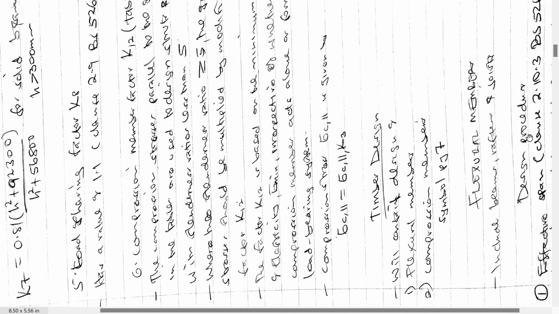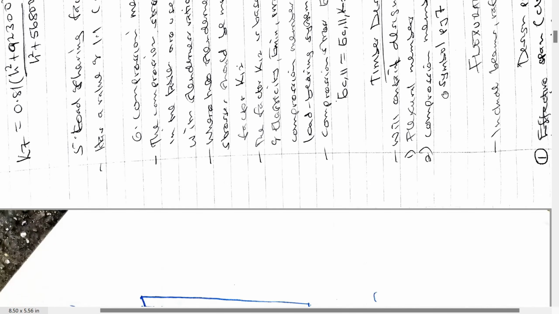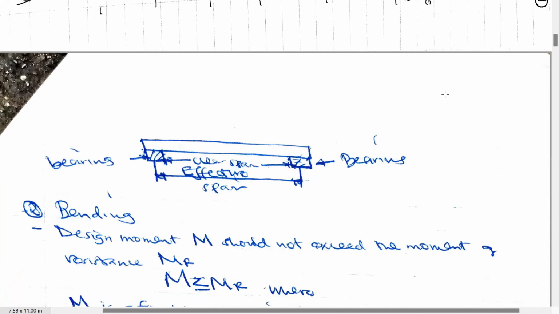We have design procedure. Now, for you to design this flexural member, step number 1, you determine the effective span of the member, which is given in clause 2.10.3 of BS5268. So after effective span, now see the diagram here. Now, from the diagram, we have what you call the bearings, 2 bearings on either side. We have what you call clear span. Now, effective span is the distance between the centers of the bearings, or some books will say distance between centers of support.